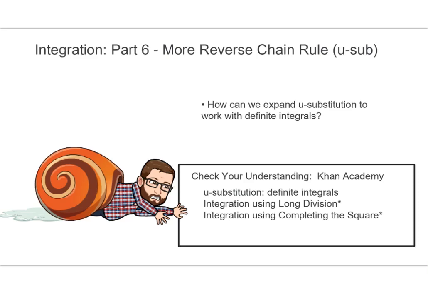Hi students, we've got some more u-substitution stuff. The only thing that we're doing here is expanding from indefinite to definite integrals. In the last video we looked at stuff like cosine of 3x dx, and now we're looking at stuff that goes from, like, 0 to pi of cosine of 3x dx.